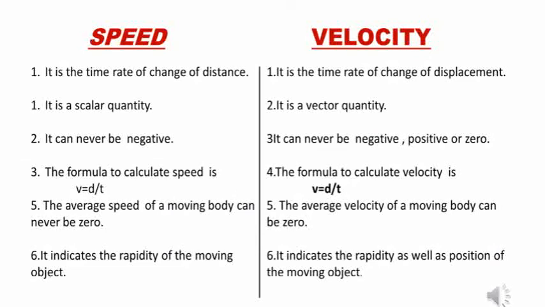The sixth point is that speed indicates the rapidity of the moving object, whether it slows down or speeds up. But velocity indicates the rapidity as well as the position of the moving object. Speed only defines the rapidity of the moving object, but velocity indicates the rapidity as well as the position of the moving object.